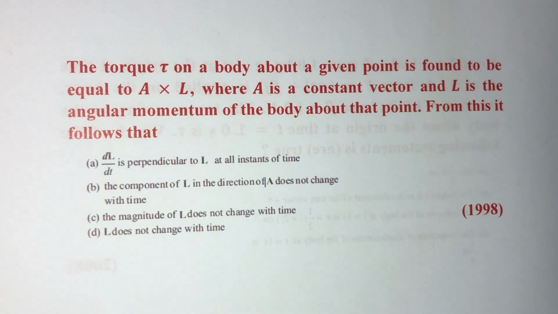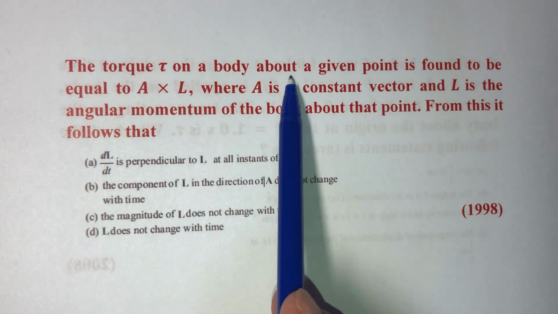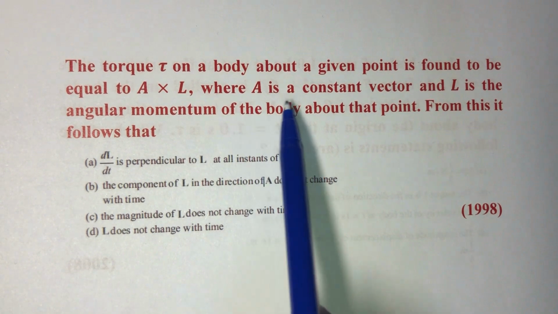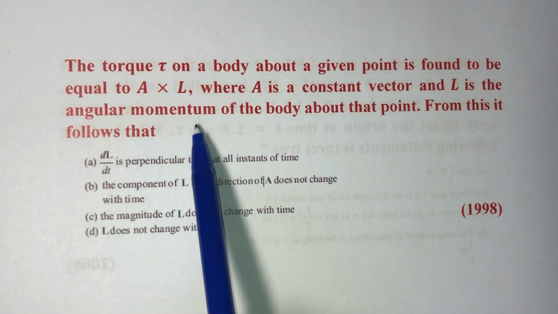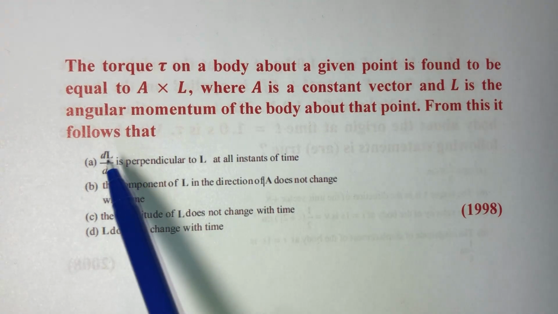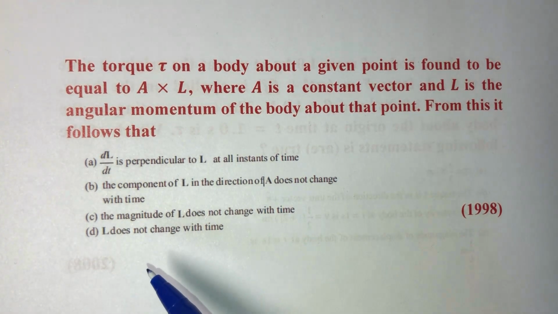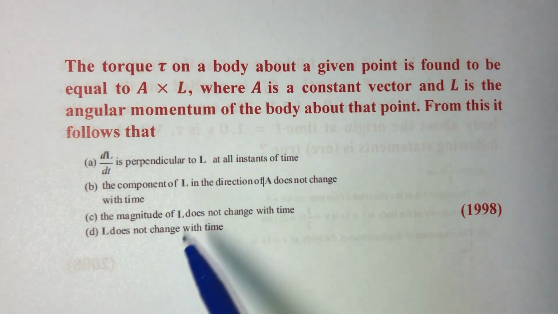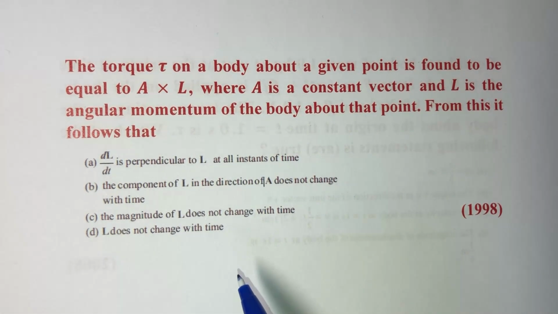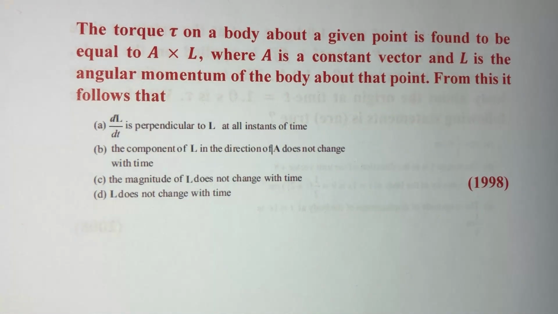Hello friends, today's question. The torque tau on a body about a given point is found to be equal to A cross L, where A is a constant vector and L is the angular momentum of the body about that point. From this it follows that, so we have to check which of these four options, or one of the options, is true, or there are multiple true or multiple false options. Okay, so this is basically a true and false question, and it can be multiple correct.